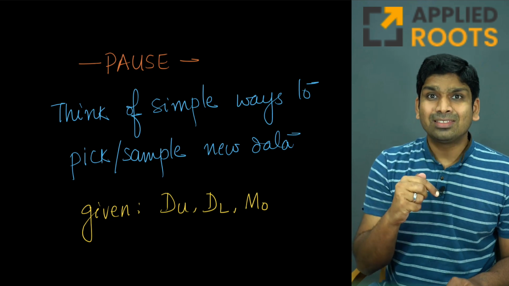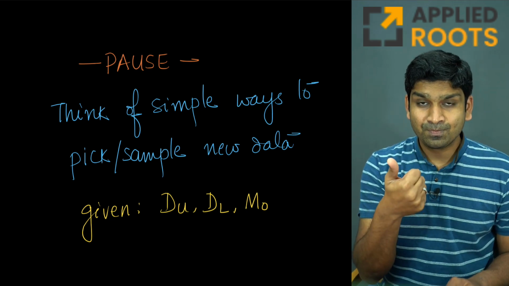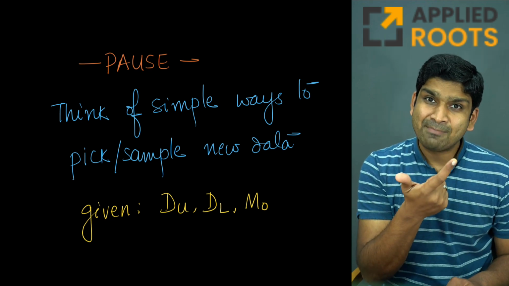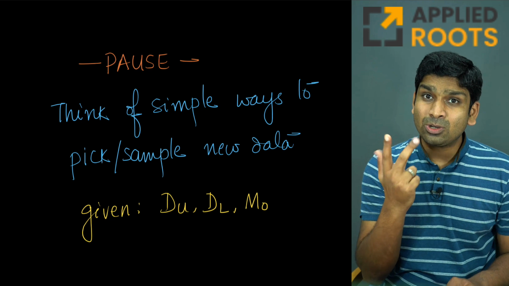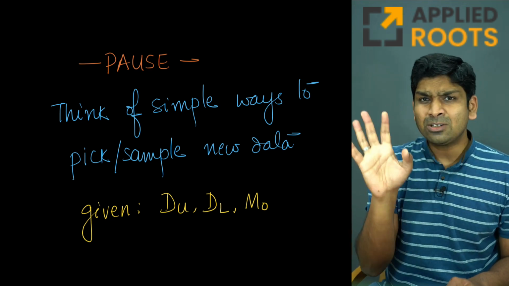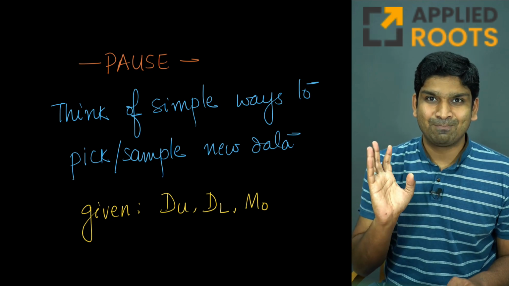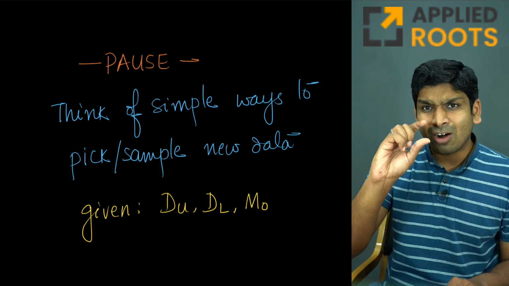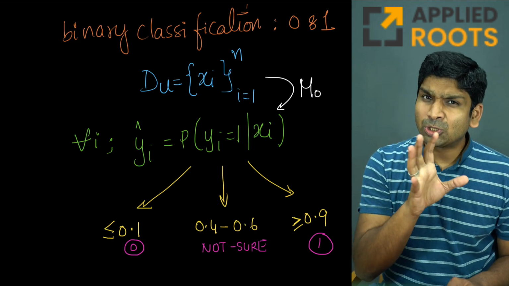Given that you already have the older data DL, which is already labeled, you have the large amount of unlabeled data DU, and given that you also have the initial model M0 that was built on DL. Again, M0 can be a simple linear classifier or a deep learning model, doesn't matter. So please pause this video and think of how you will solve this problem. Okay, so I'm assuming that you have thought through a little.